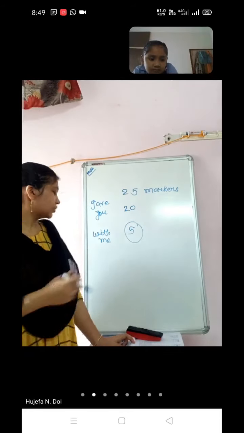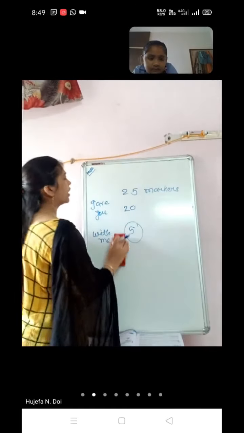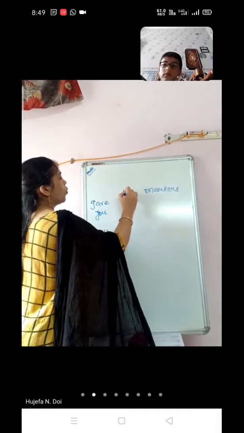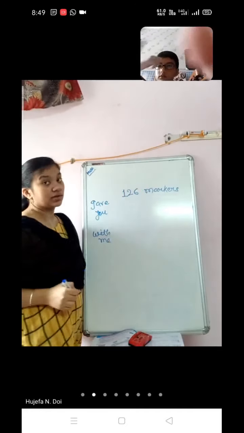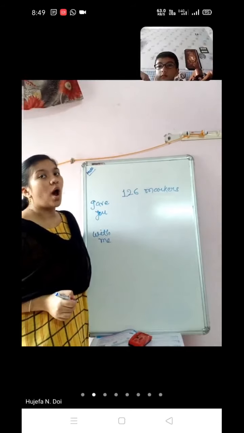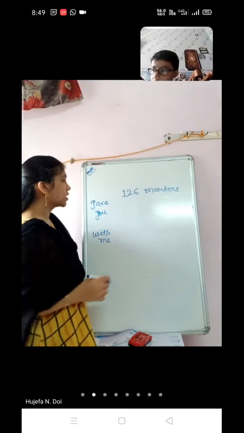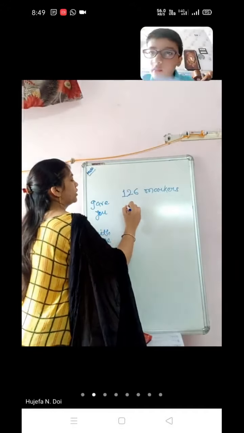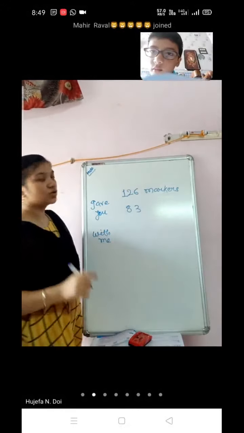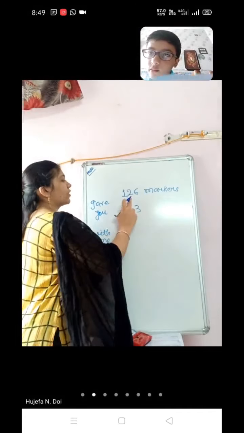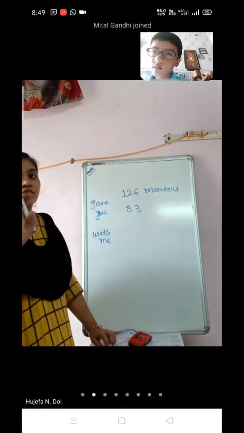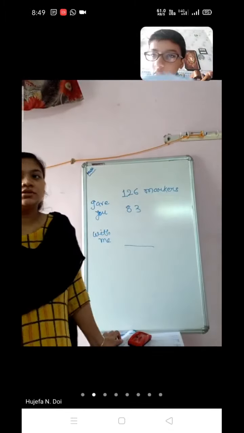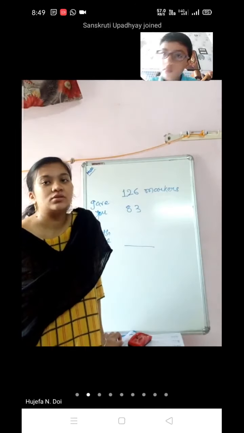ओके, चलो ये तो थोड़ा स्मॉल नंबर है. Now I have 126 markers. I have 126 markers. From that, I gave you 83 markers. 126 में से 83 मार्कर्स मैंने आपको दे दिए. अभी मेरे पास कितने मार्कर्स रहेंगे? How many markers remaining with me?